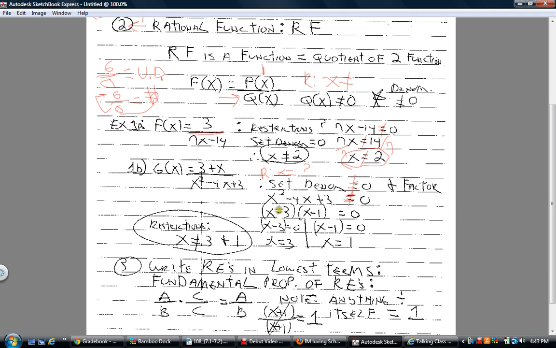And take each of the parentheses. Remember what our zero factor property tells you: take the parentheses and set them not equal to 0. You find out that x cannot equal 3 and x cannot equal 1. Why? Because if you put a 3 in here, you will get a value of 0. If you put a 1 in here, 1 squared minus 4 times 1 plus 3 will equal 0, and you can't have that. Okay, so that's the idea here.